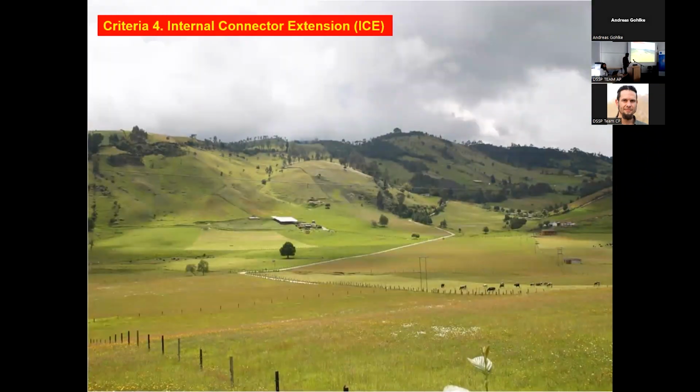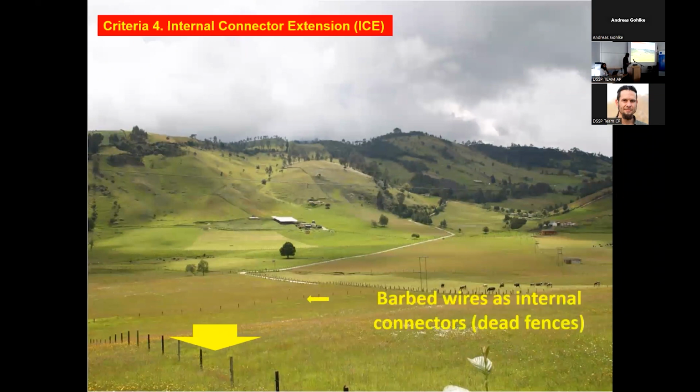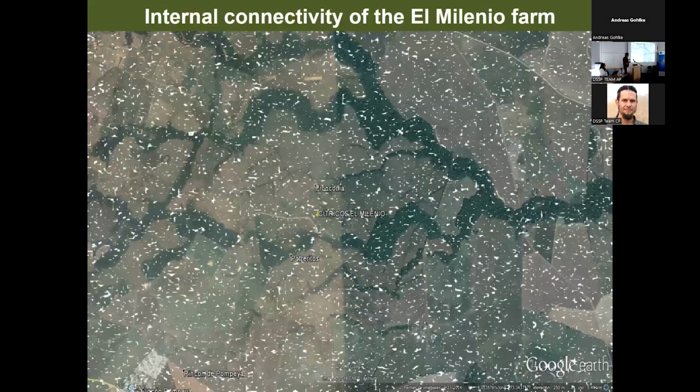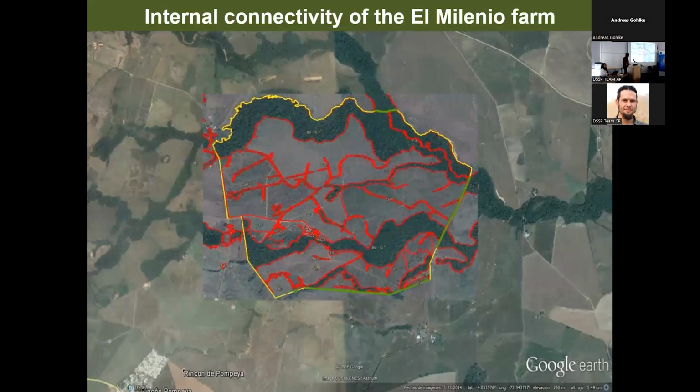Then we have the internal connector extension that in Colombia is mainly the barbed wires as internal connector. It means that fences, there is nothing in that barbed wires. And we prefer to have a flowers bank inside our farms than these barbed wires. This is another example.